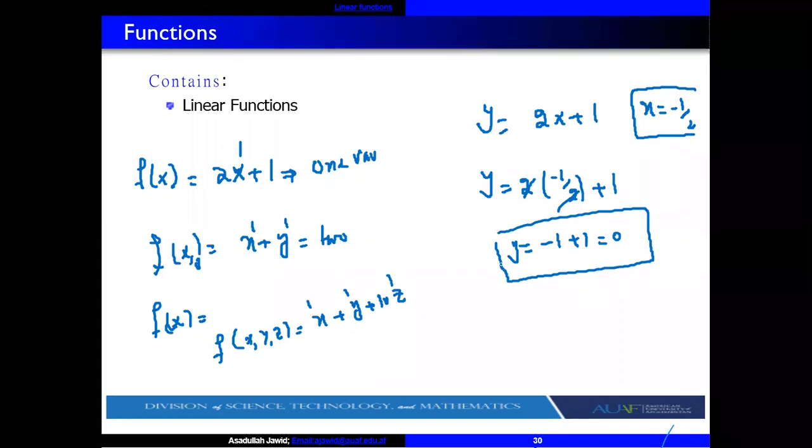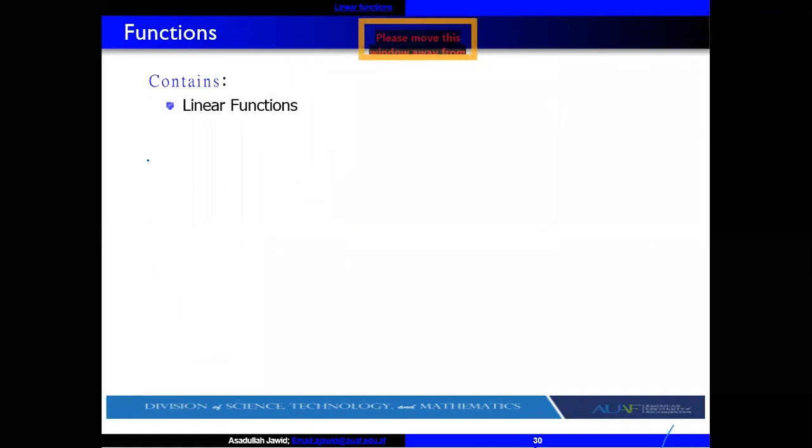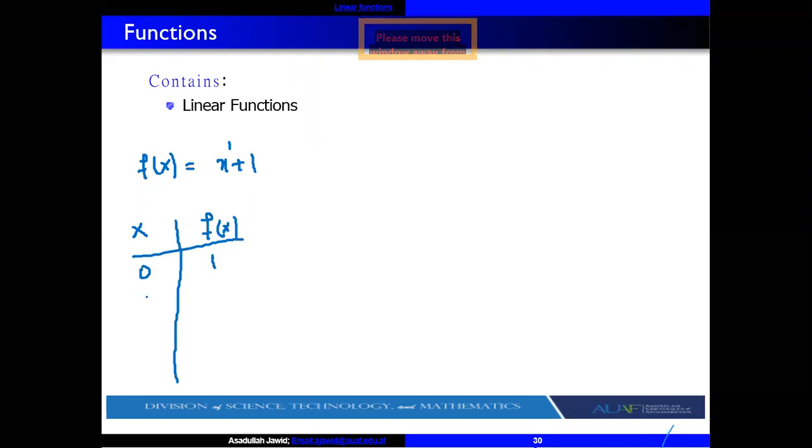If you want to draw a graph, the graph will be a line. Let me take a simple equation. f of x is equal to, let's suppose, x plus 1. For this linear equation I will give only positive values of x and f of x. If x is 0, then 0 plus 1 is 1. If x is 1, then 1 plus 1 equals 2. If x is 2, then 3. Then 4, and 5.